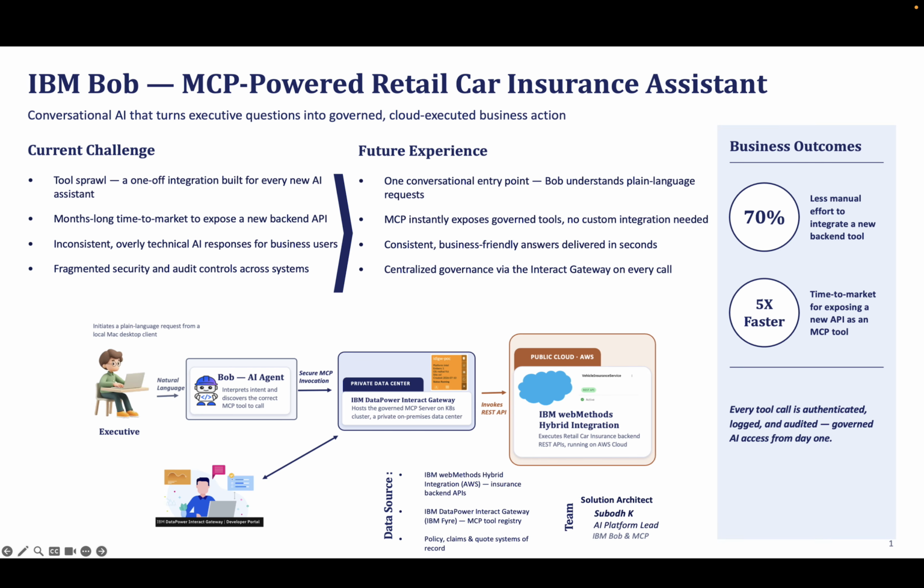Today I will demonstrate how IBM Bob, powered by MCP, enables business users to interact with retail car insurance systems using plain English, from retrieving policies to creating new ones without writing code or switching between multiple applications.